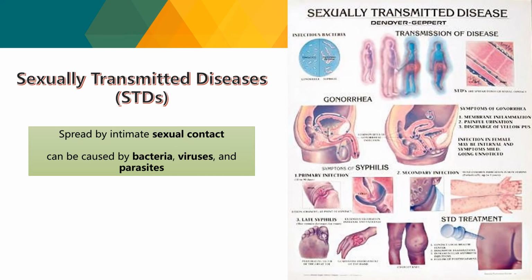So next are the sexually transmitted diseases or the STDs. These are spread by intimate sexual contact, and can be caused by bacteria, viruses, and parasites. So when you say sexually transmitted diseases, it can be HIV, gonorrhea, syphilis. Those are types of STDs. So it can be transmitted when you have sexual contact, because you don't know that your partner has an STD. So it's always best that you practice safe sex.